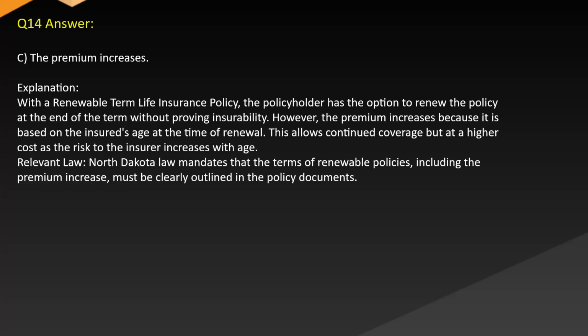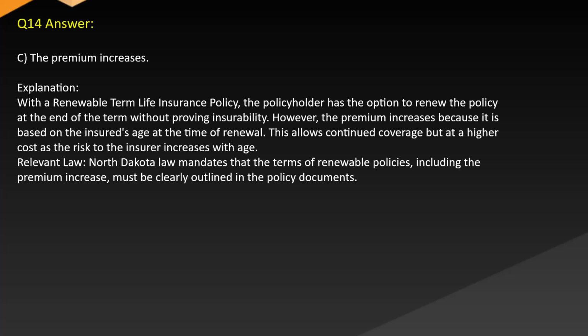Answer: C. The premium increases. Explanation: with a renewable term life insurance policy, the policyholder has the option to renew the policy at the end of the term without proving insurability. However, the premium increases because it is based on the insured's age at the time of renewal. This allows continued coverage, but at a higher cost as the risk to the insurer increases with age.